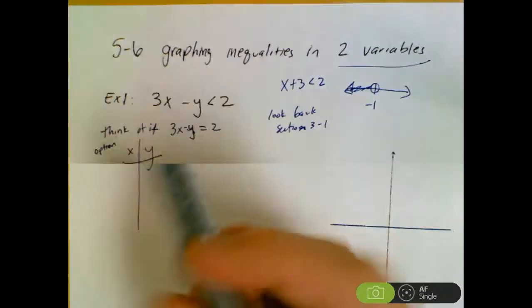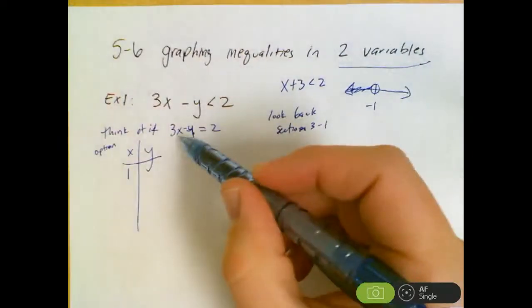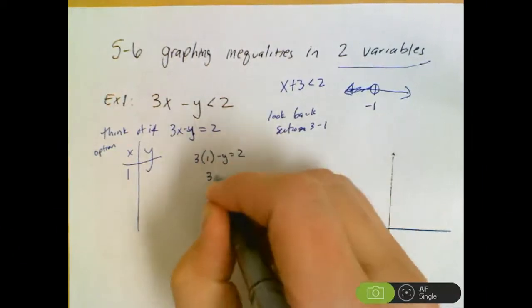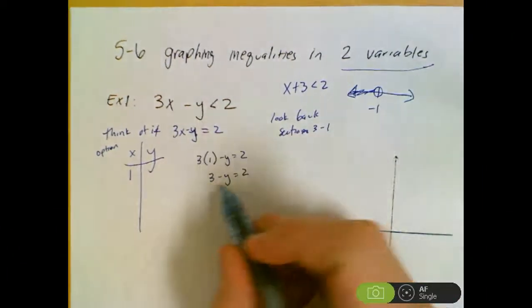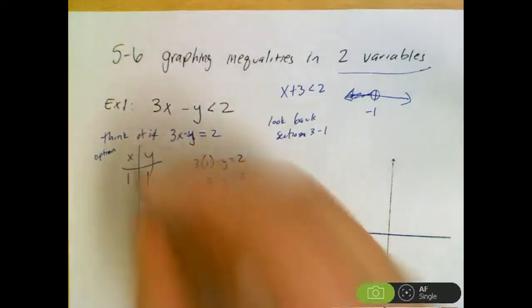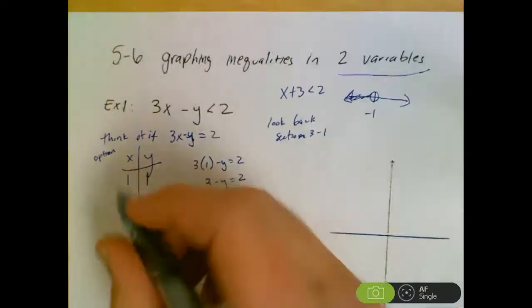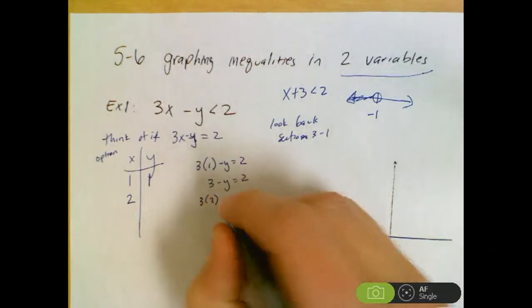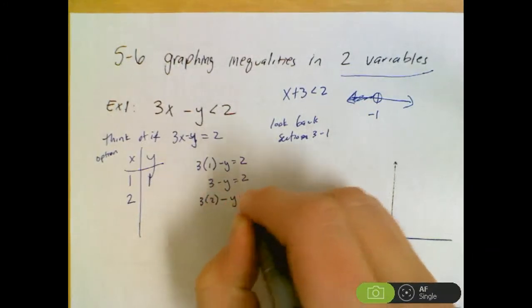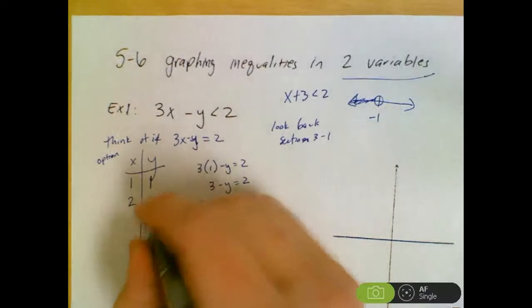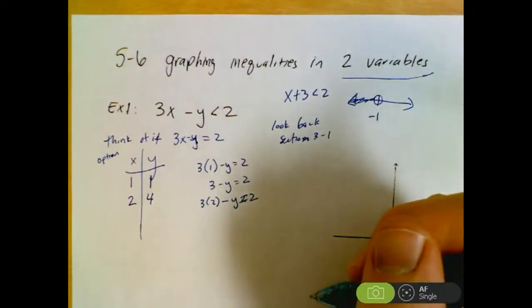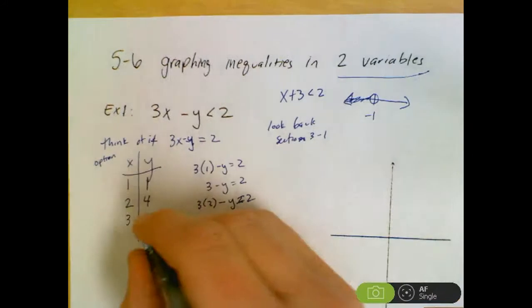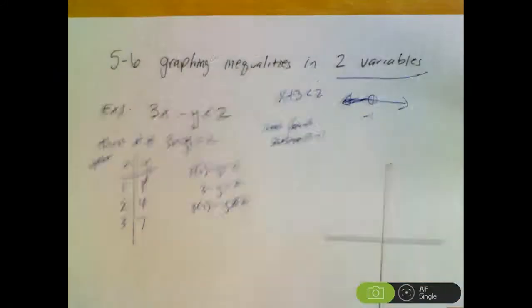Make a table. So if x is 1, we put 1 in. So 3 times 1 minus y equals 2. 3 minus y equals 2. 3 minus 1 is 2. So 1, 1 is a point. And then pick another value. 2. 3 times 2 minus something is equal to 2. So 6 minus 4. And you do 3. And 9 minus what is 2? 9 minus 7. And then you plot these points.